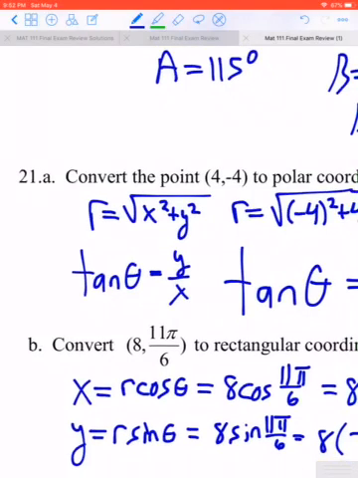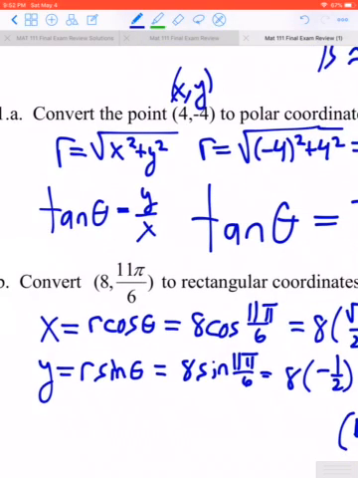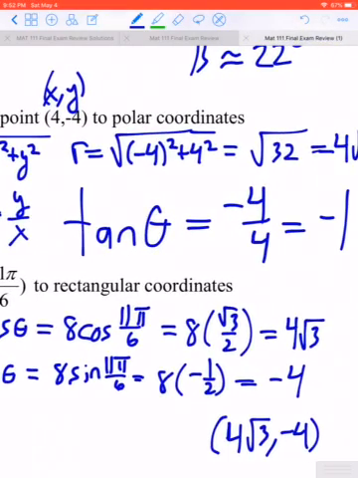In question number 21, we're asked to convert back and forth between polar and rectangular coordinates. In question 21a, we start with the regular Cartesian or rectangular point x comma y, which is given as 4 comma negative 4. To convert to polar, we need to use the equation r equals the square root of x squared plus y squared. We plug our x and our y in.